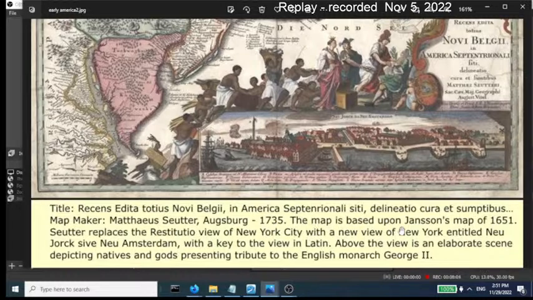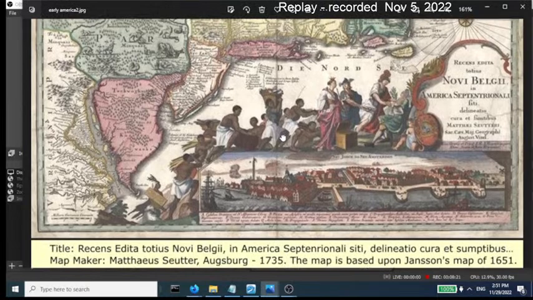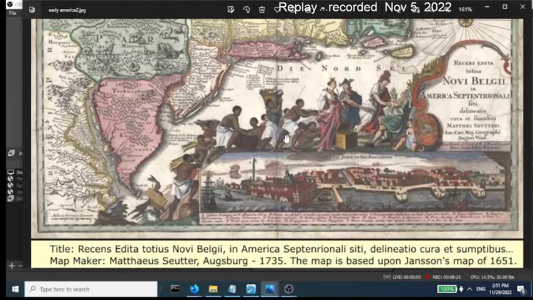But it says the map is based on Jansen's map of 1651. So the original of this map is from 1651. So this is what the people in America looked like in 1651. And if you see, you can tell, on this side right here, this says this is Virginia. You see that over there, Virginia Park, so Virginia land.